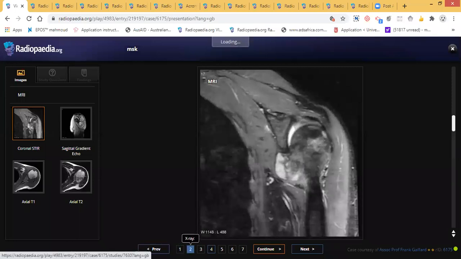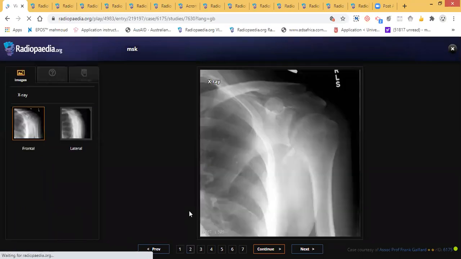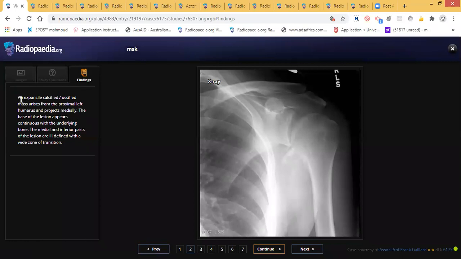And maybe I can show you now the history, if there is any. Tenderness after a fall, then nothing after. The patient is a 30-year-old male. And I am coming to the X-ray. So what is this? No one commented on this. This is important when you find that there is something going on here with maybe calcification, and I can see that there is an expansile calcified ossified lesion projecting medially. It's continuous with the bone.